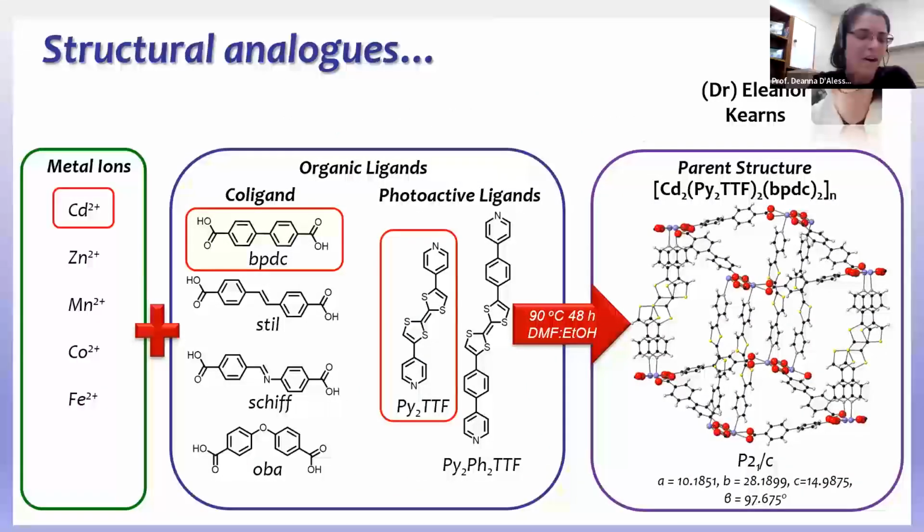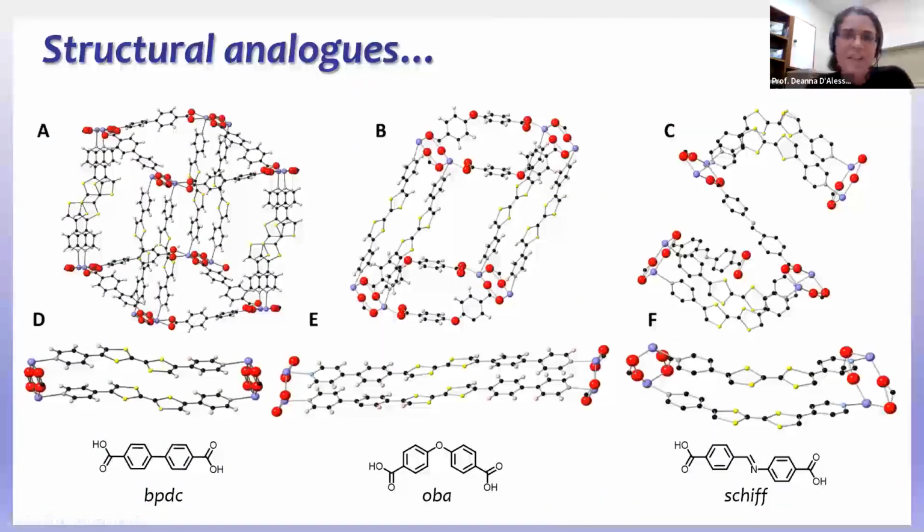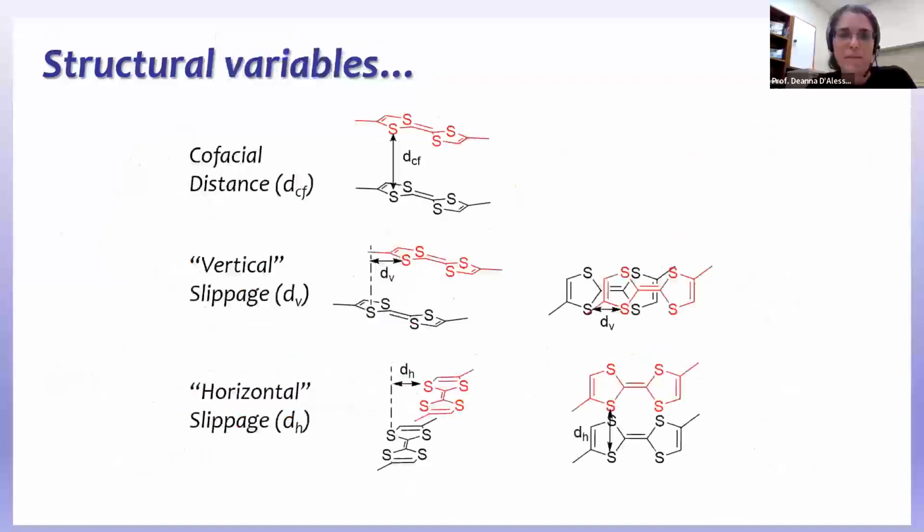So we've made a whole library, if you like, of these MOFs, incorporating both a shorter and a longer version of the tetrathiophorbulene, along with a range of different coligands. Interestingly, these all form structures with the cofacial arrangement of the tetrathiophorbulene, but the distances between the tetrathiophorbulene, as well as the slippage, both horizontally and vertically, actually differ between the different members of the series. So we can distinguish the distance between the cofacial units, as well as other structural parameters like the vertical and the horizontal slippage.